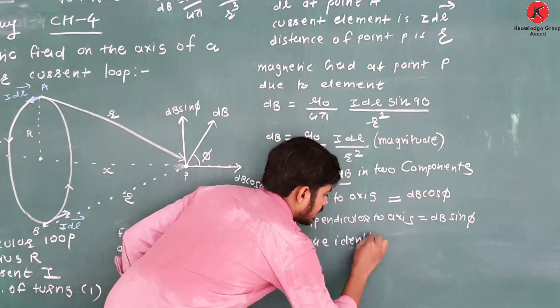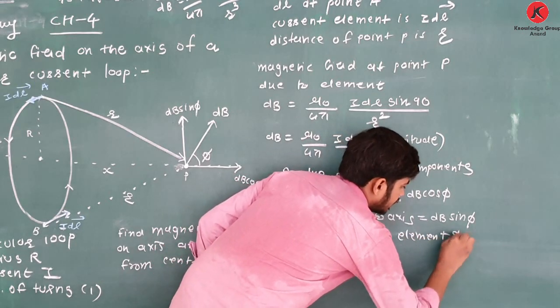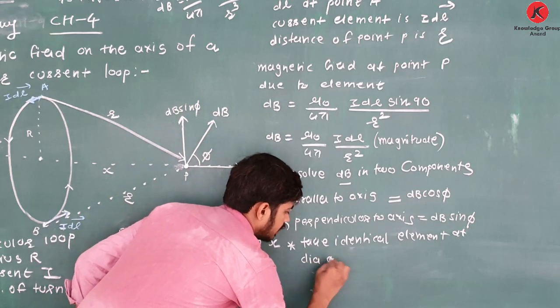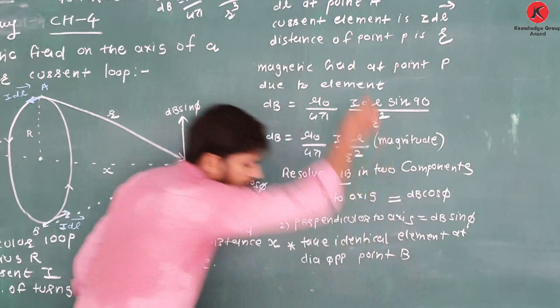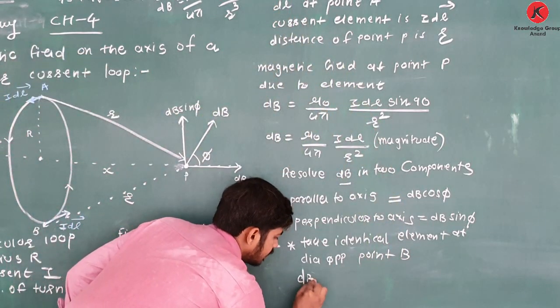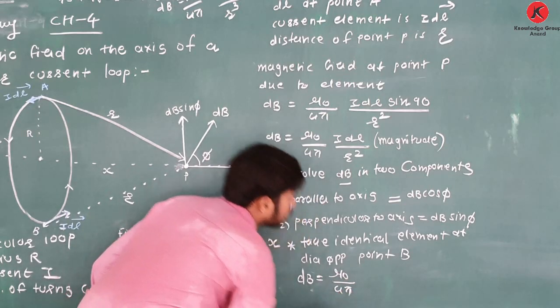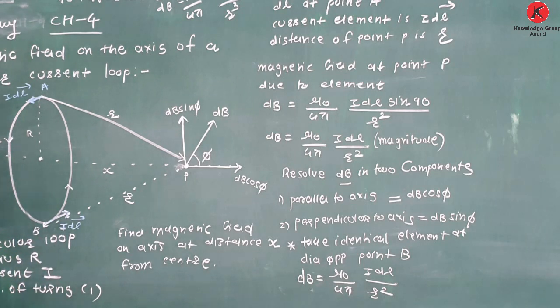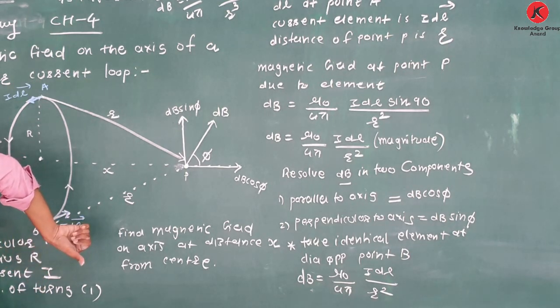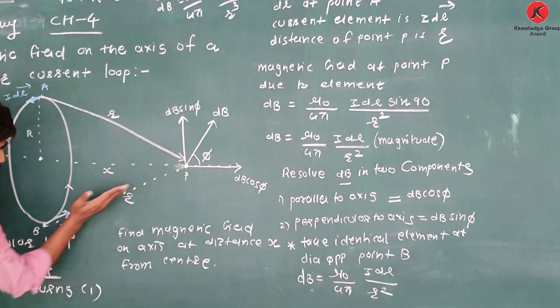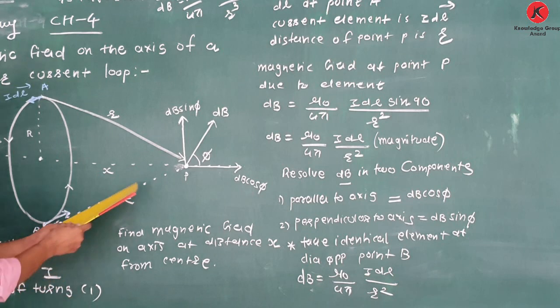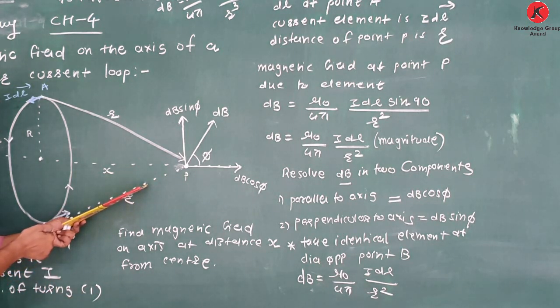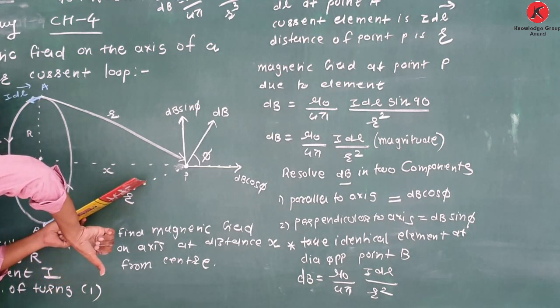Clear about this? Then see, take an identical element at the diametrically opposite point B. Then the magnitude of the magnetic field dB will be the same, that is mu 0 upon 4 pi, I dl upon r square. What about the direction? See, here I dl is perpendicular inside, r is in this direction, so the resultant magnetic field will be perpendicular to it, in this direction, perpendicular to the plane of r and I dl. R is in this direction, current is going inside. Yes or no?